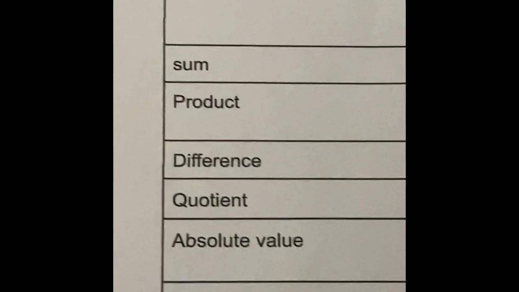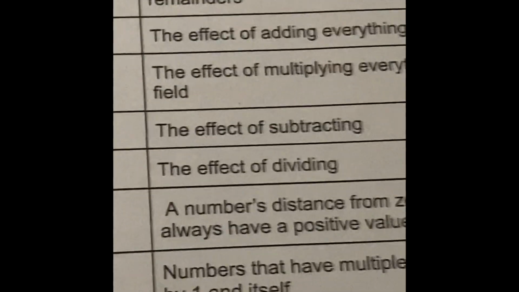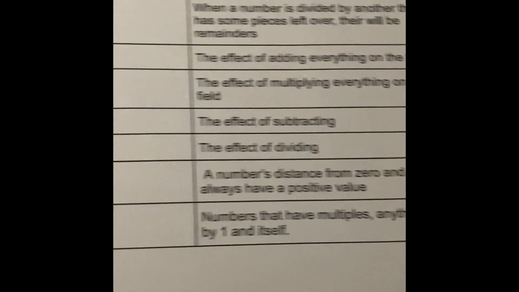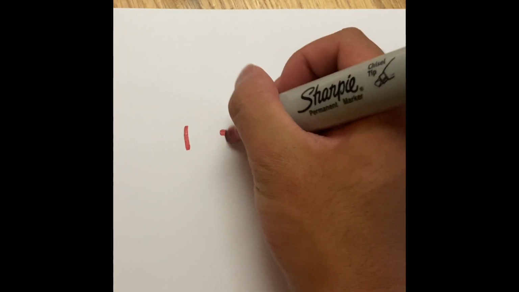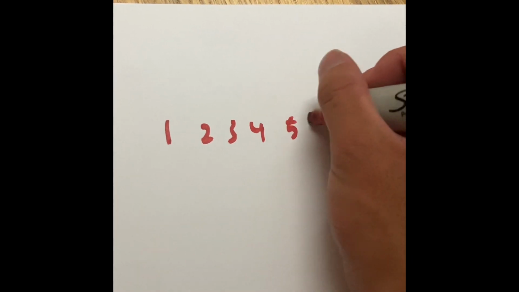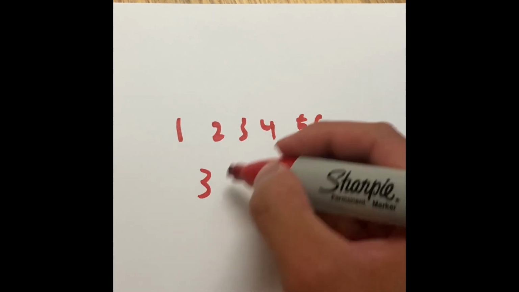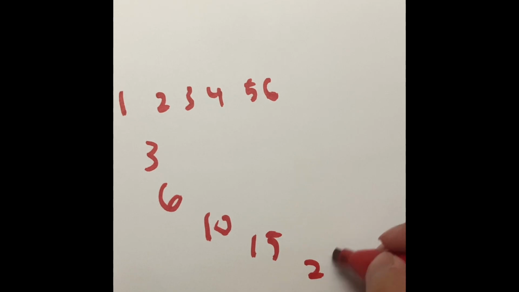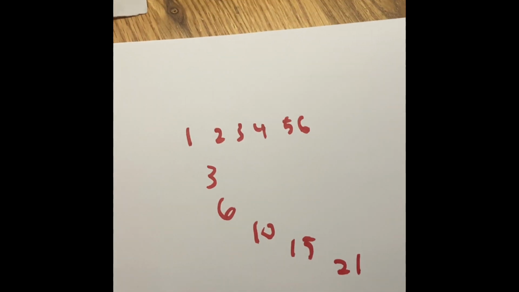The sum. The effects of adding everything on the field. So we're going to add. I'm going to make a consecutive order: 1, 2, 3, 4, 5, 6. 1 plus 2 is 3, 6, 10, 15, 21. So that is the sum.